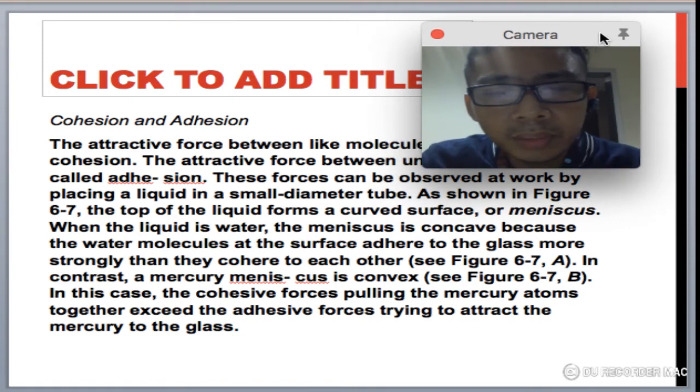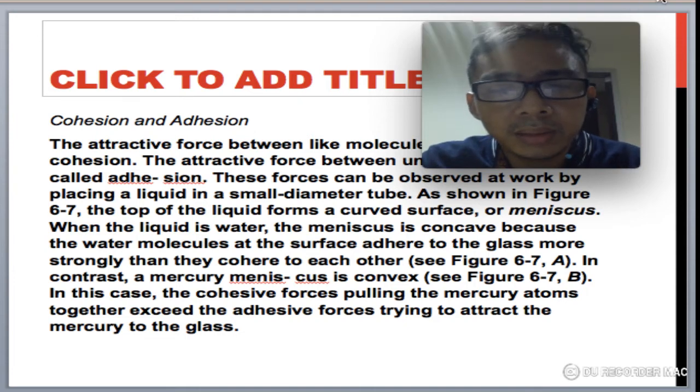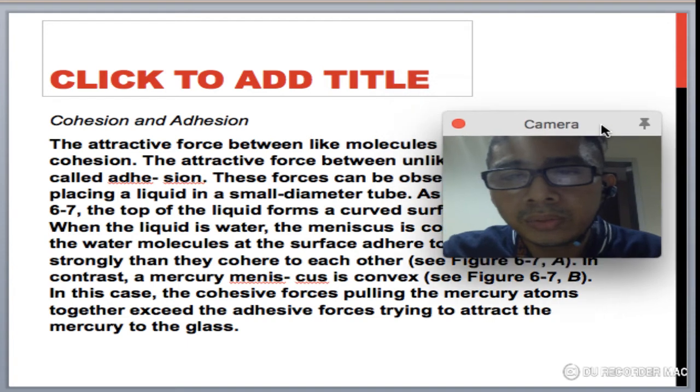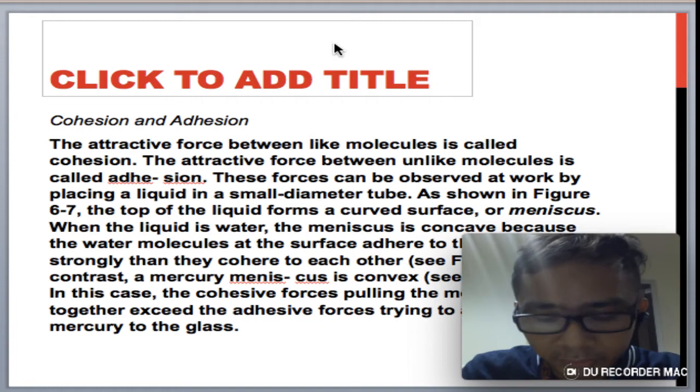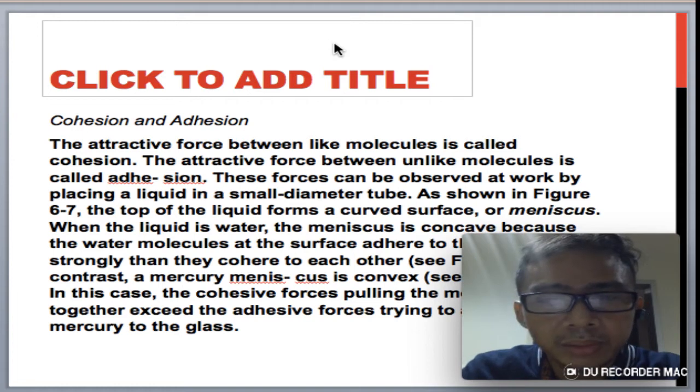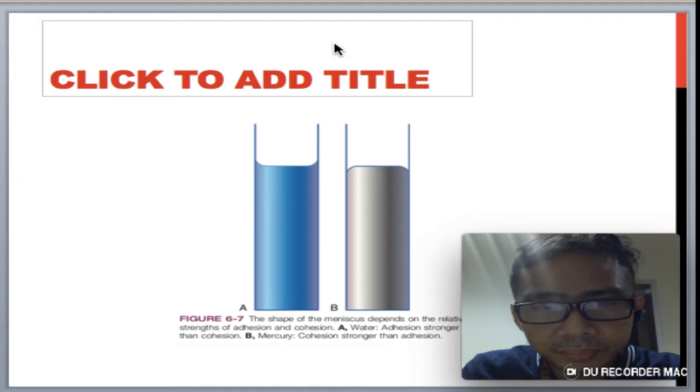In contrast, a mercury meniscus is convex. In this case, the cohesive forces pulling the mercury atoms together exceed the adhesive forces trying to attract the mercury to the glass. So you observe that the water in your graduated cylinder is concave. So that is all about the meniscus. In this figure, you observe this is the meniscus, concave ang liquid or volume of liquid sa isang graduated cylinder or a test tube.